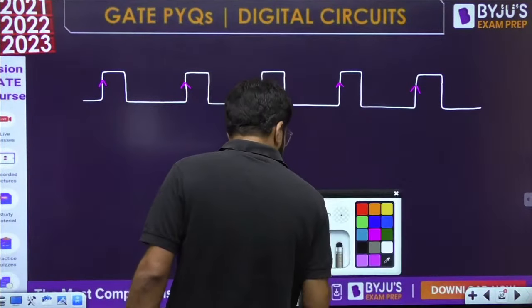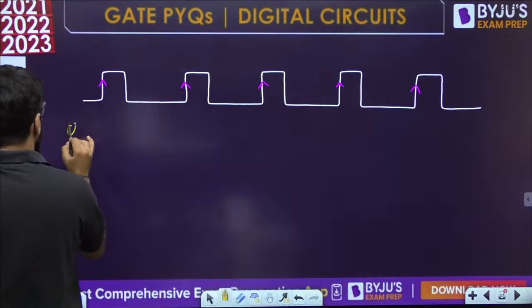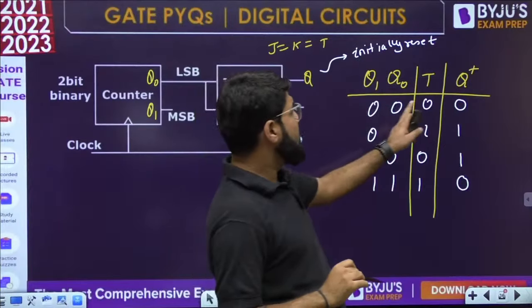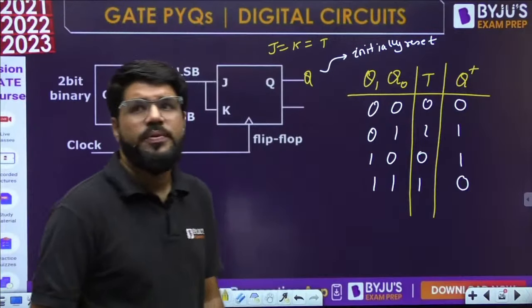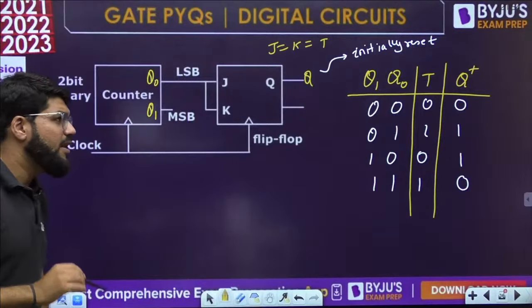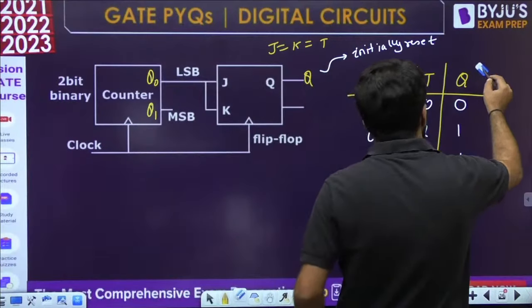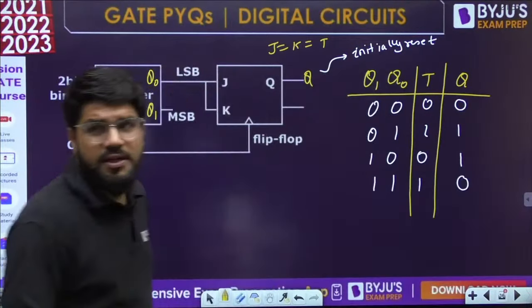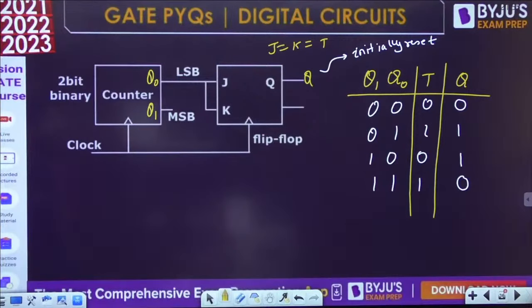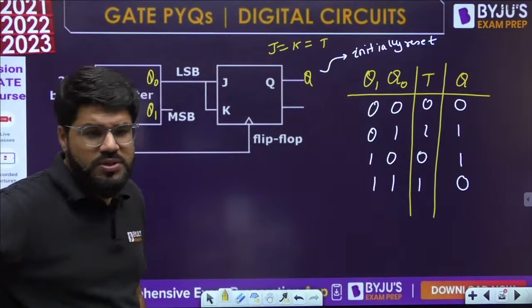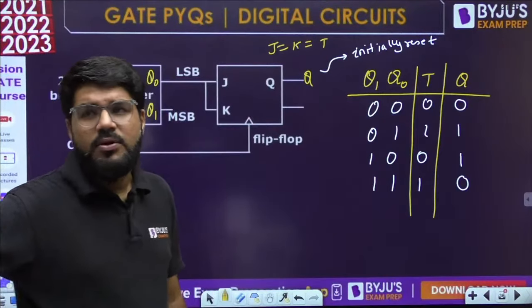Now let me draw the Q waveform, which was initially assumed to be 0. Then what is going to be? We write Q instead of Q plus, it doesn't matter, I have written it in the sequence anyway. Then next is 1, then 0 and then 0. It will be 2 zeros and 2 ones.